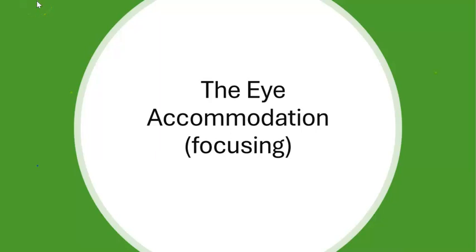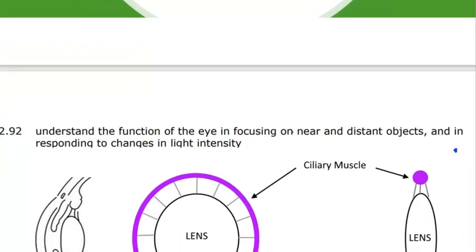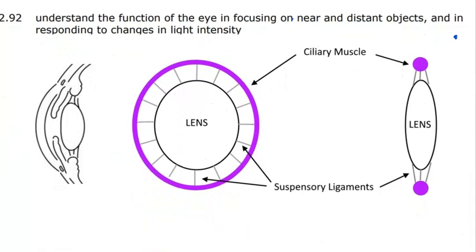Here we're looking at the eye and the process known as accommodation, which is actually how we focus images onto our fovea and macula. To understand this process, we need to change the angle at which we're looking at the eye.